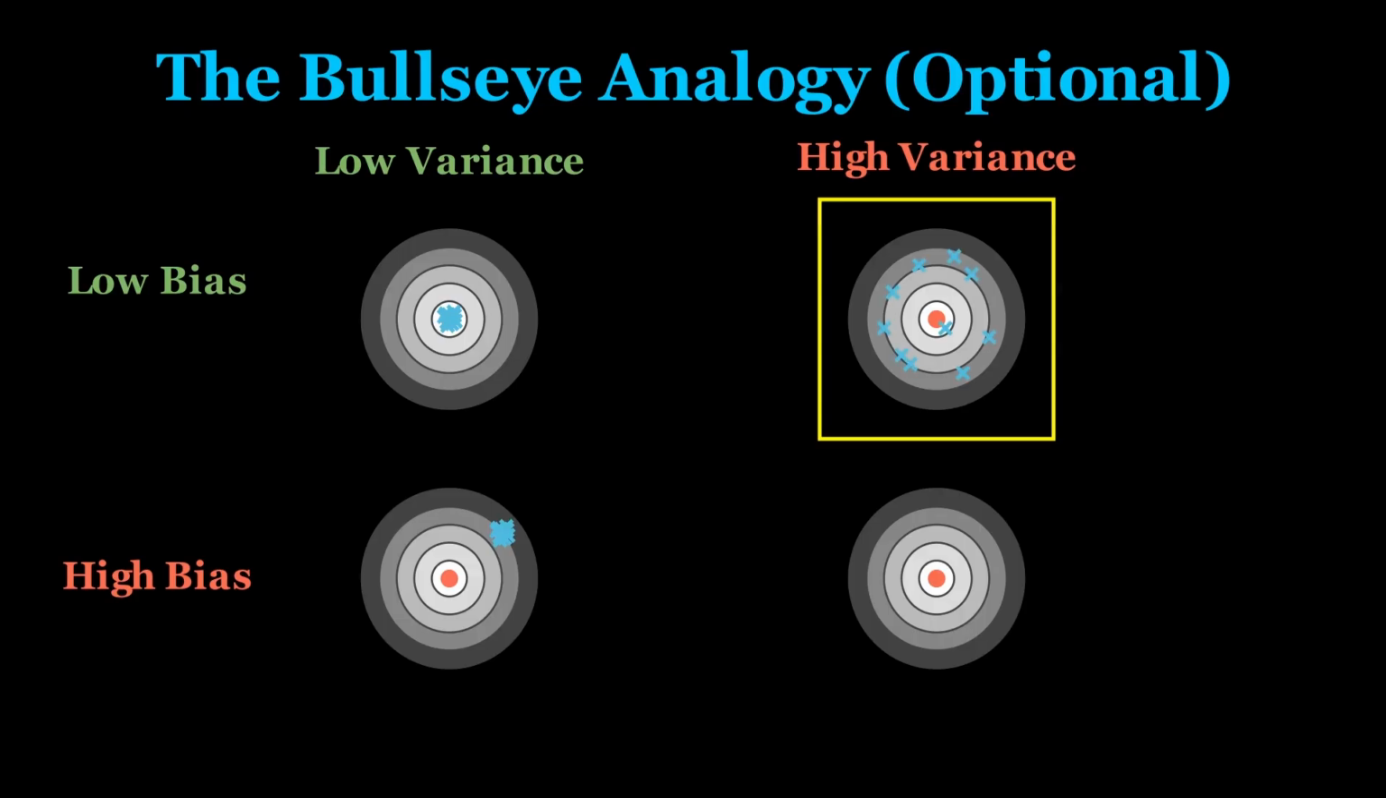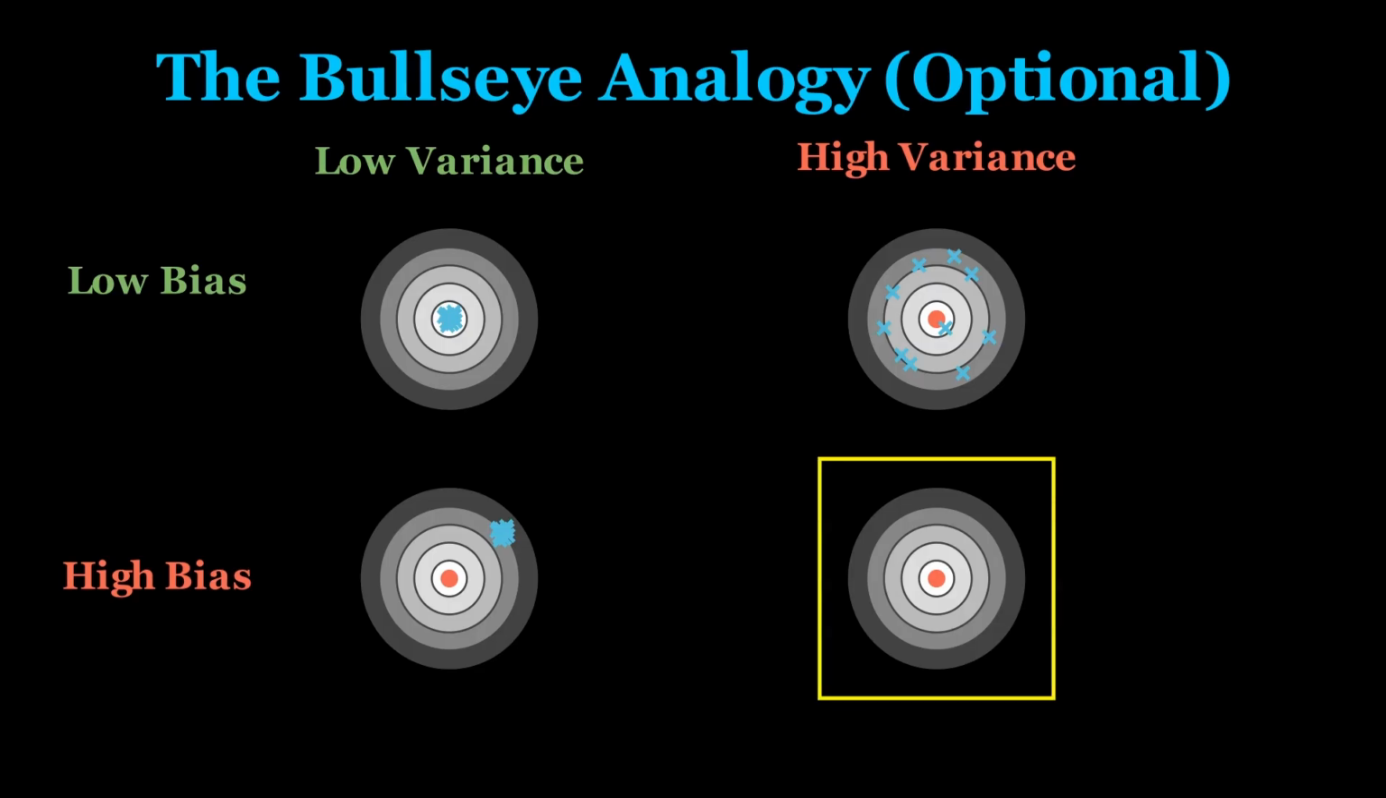On average, the shots are rightish, but each shot is different. This is a pattern I'm very familiar with when I play darts. And finally, in the bottom right, is high bias and high variance. It's inaccurate and inconsistent, which is both bad and embarrassing.